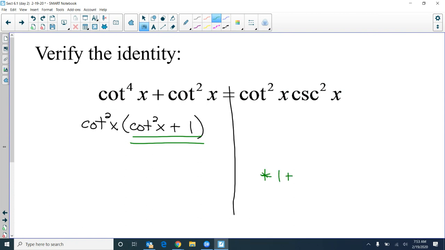From your identity sheet, 1 plus cotangent squared x equals cosecant squared x. So what do I just take that out and put in? Yep. So cotangent squared x times cosecant squared x. Done. So that one's really easy if you see the trick. If you don't, you start doing some different things, you convert to sines and cosines, which we said is a strategy. You could end up being there for a while, but you could get it.